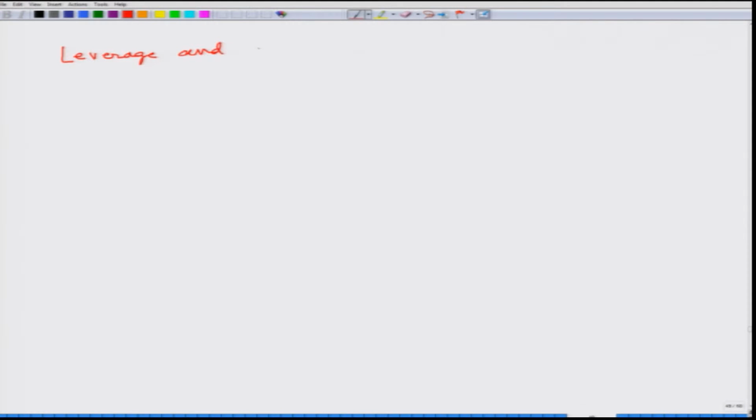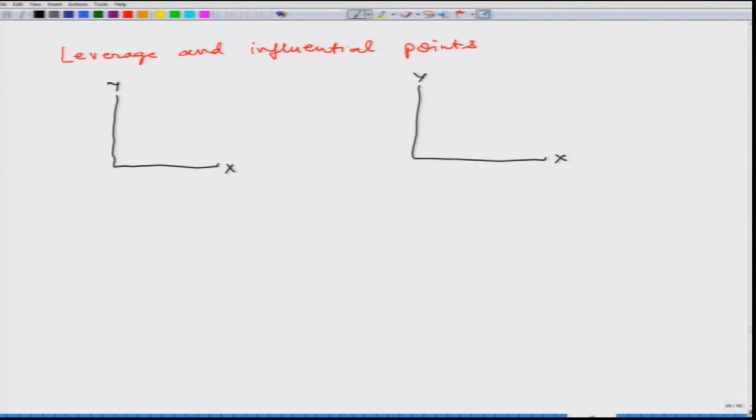Next topic we are going to discuss is leverage and influential points. Obviously, the first question is: what is a leverage point and what is an influential point? So, let us make two graphics, and we will explain this concept through them. These are your x-axis and y-axis, and we have a data set something like this, and here also like this.